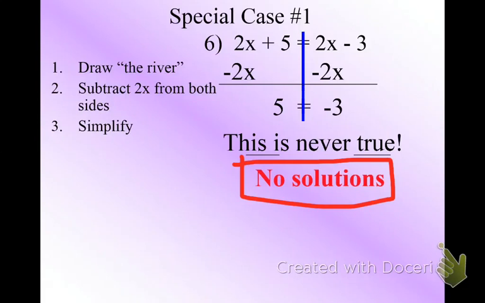So whenever that happens, where all your variables cancel out and you're left with two different numbers on opposite sides of the equal sign, our answer will be no solutions.